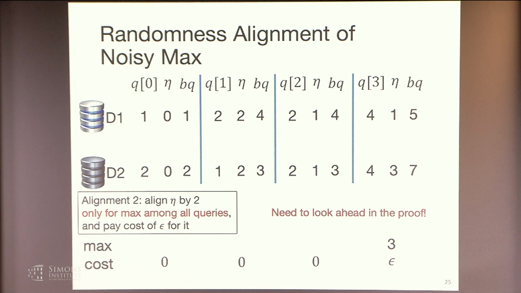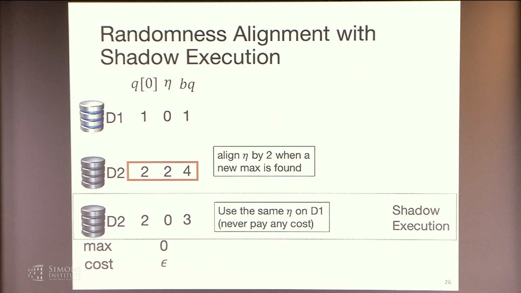But there's something strange here. Something strange is that you need to look ahead at the future queries as well as the future noise you get from the Laplace in order to construct this proof, which is not very good. So the technique we propose is something called shadow execution.